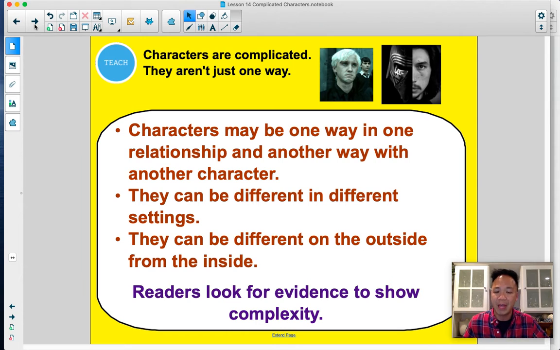A good example of that would be the Beast from Beauty and the Beast, who looks really menacing and mean on the outside, but when you get to know him, you realize that he's really gentle and kind. So, as readers, we look for evidence to show how complex they are. We look for those changes. That's the fun part about reading more complex characters.